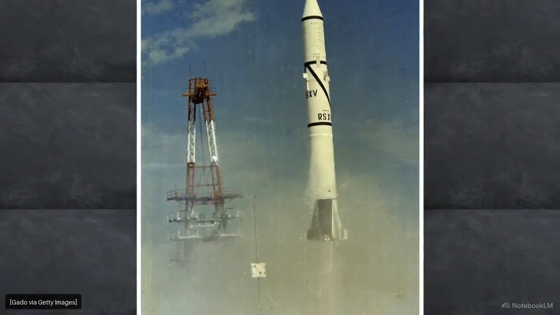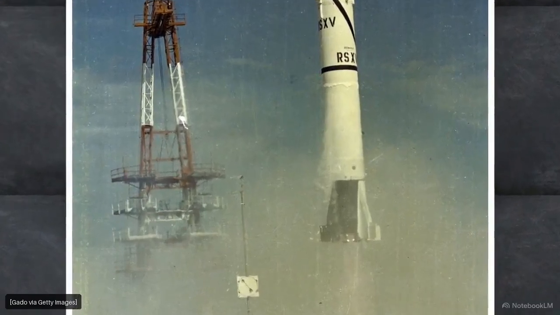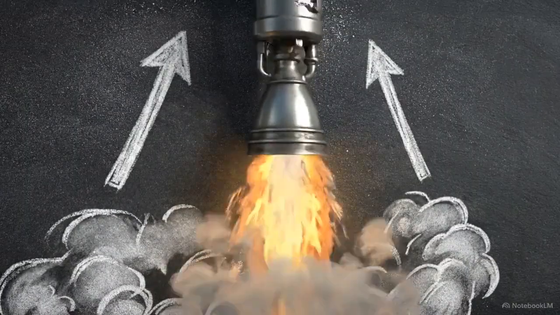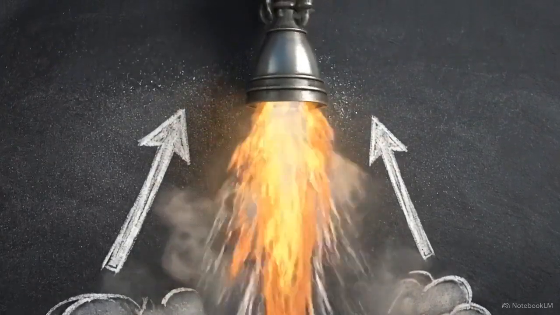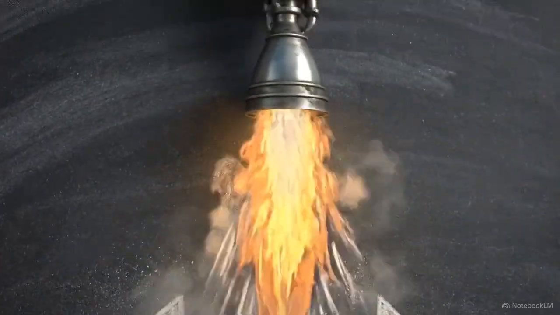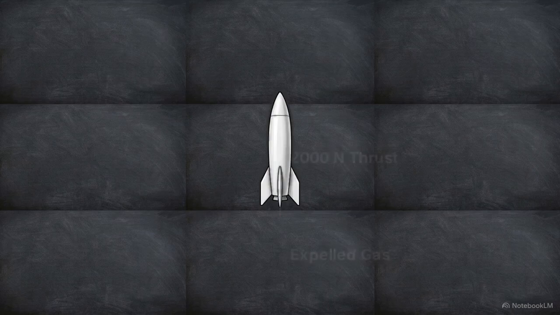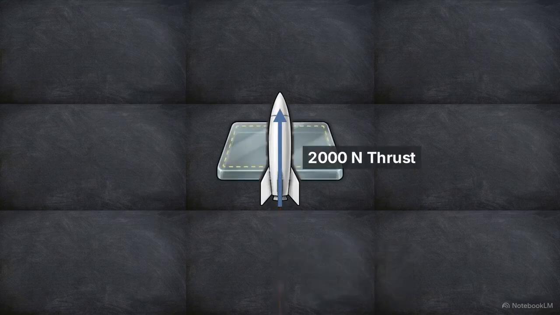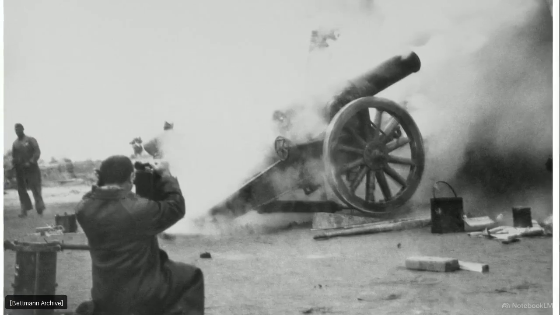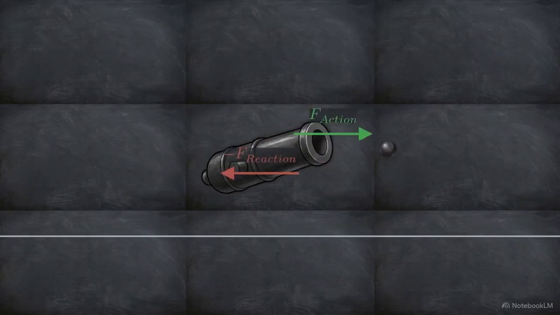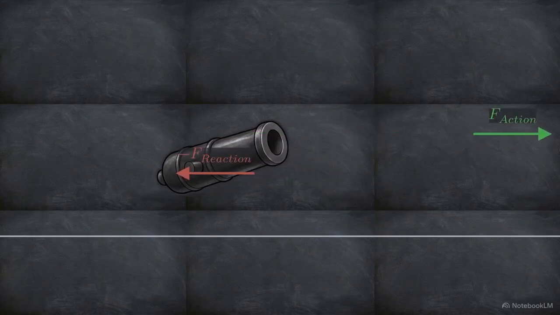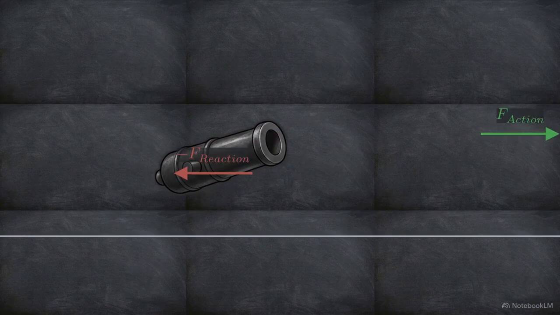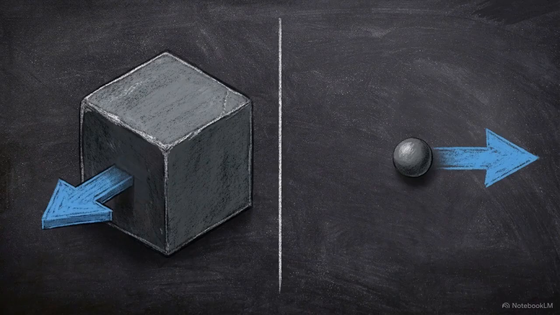A rocket works through the same isolated interaction. The engine forces expanding gas downward. In return, the mass of that gas pushes the rocket upward with 2,000 newtons of thrust. Because the reacting gas is expelled away, the rocket's frame receives the full 2,000 Newton upward force without any internal cancellation. We see the same mechanic in artillery fire. The explosion drives the cannonball forward, while the cannonball simultaneously drives the heavy iron carriage backward. Thrust and recoil are manifestations of the same force pairs acting on different masses.